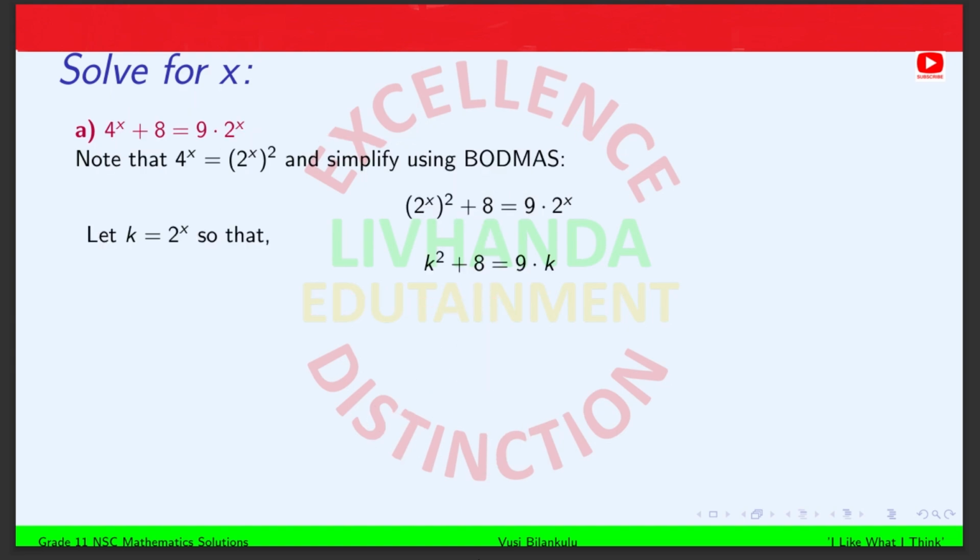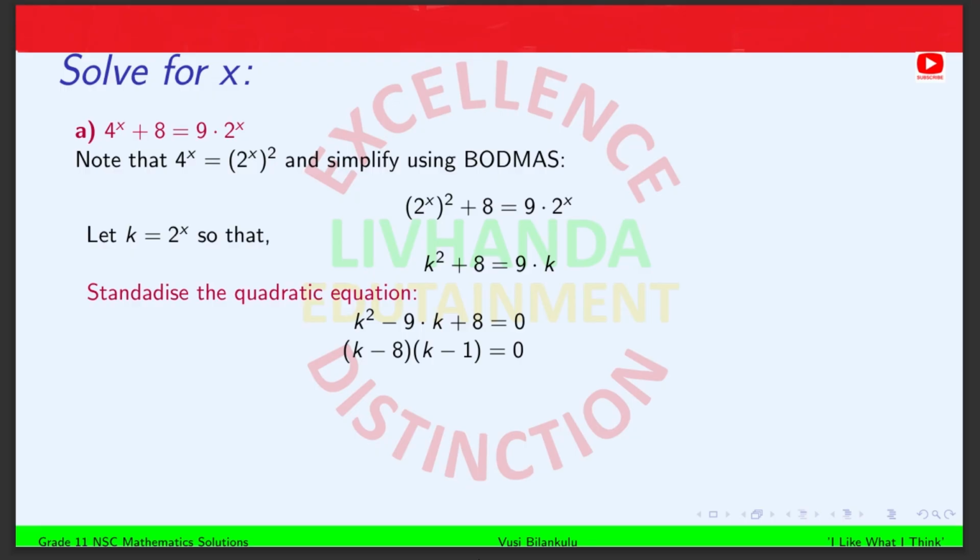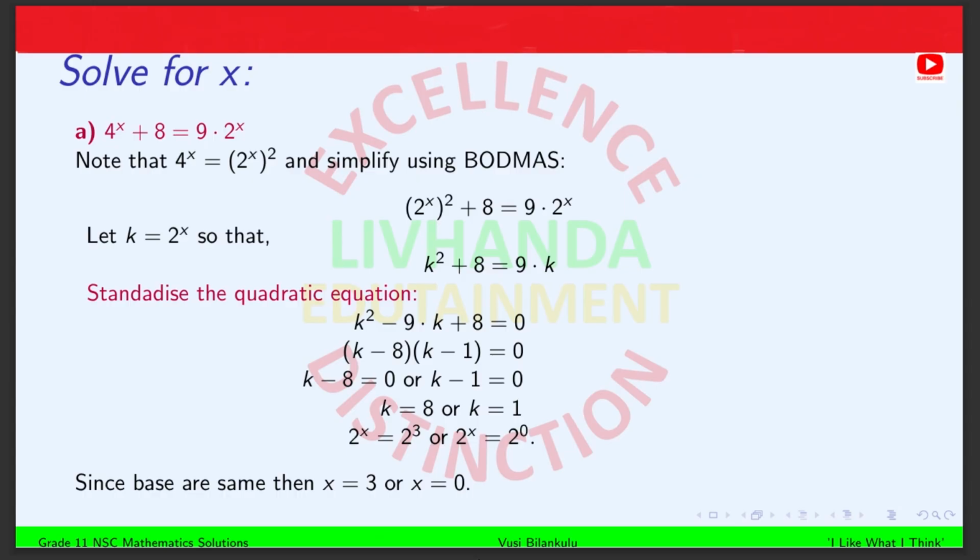Given the equation 4^x plus 8 equal to 9 times 2^x. To solve for x, note that 4^x equals 2^x all raised by 2. Let k equal 2^x so that the equation becomes k squared plus 8 equal to 9k. Next, standardize and then factorize the quadratic equation so that the two factors are given by k minus 8 and k minus 1. Therefore, 2^x equals 2^3, or 2^x equals 2^0. Since bases are the same, then x equals 3, or x equals 0.